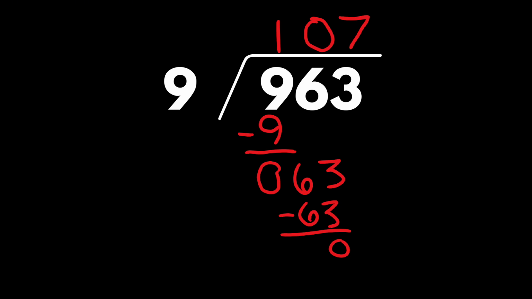Problem 2. 963 divided by 9. 9 goes into 9 once. 9 into 6. Wait, 6 is less than 9. So we write 0 and bring down the 3, giving us 63. 9 into 63 is 7. So the answer is 107.